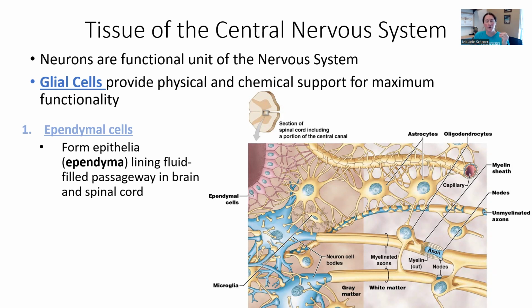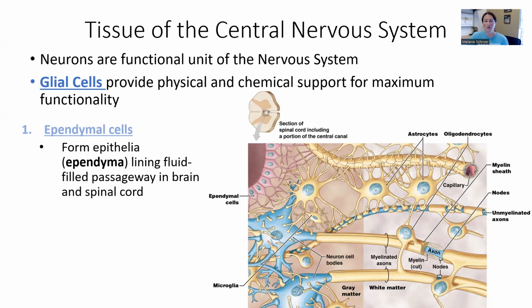So neurons are the functional unit, and they have really specific requirements, right? They need just the right amount of sodium and potassium in the extracellular space. As soon as you release neurotransmitters, we need to start kind of cleaning them up. We need some protection from invading microbes. So there are a lot of other cells within the nervous system that support the neurons. Collectively, these supporting cells that provide physical and chemical support for the maximum functionality of the neurons are called the glial cells or the neuroglia.